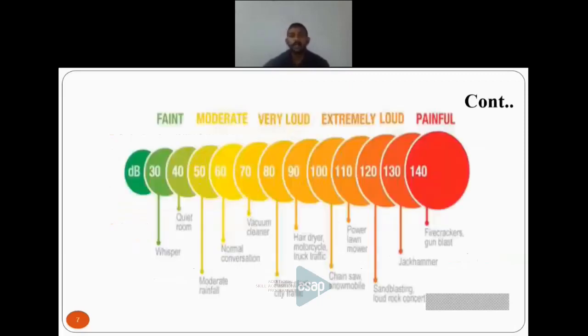This shows how much decibel level each sound causes. Whispering is 30 decibel, and a normal conversation comes to 60 decibel, which is considered moderate. Moving on, a firecracker or gun blast is a painful situation, causing 140 decibel.